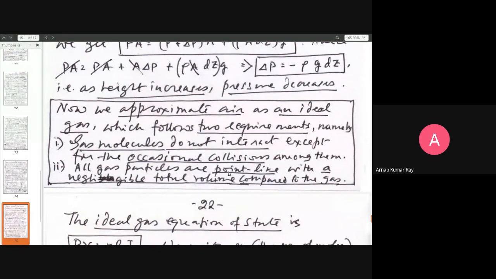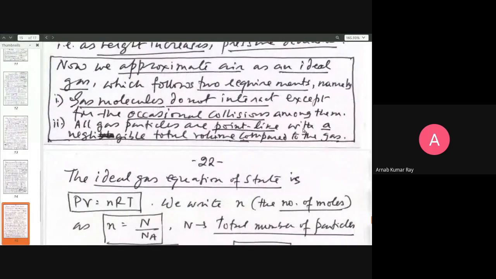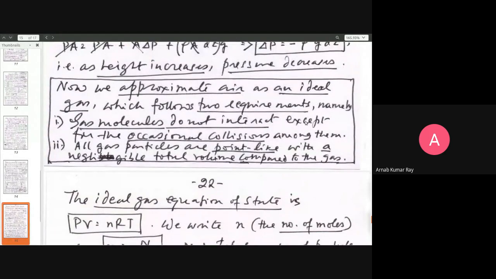How can we make a large number of particles occupy zero volume? Simply by saying that the particles are point-like, because a point is a zero-dimensional object. So you can have as many points as you like. All of them put together will still have a zero volume, but that is a mathematical idealization. So all gas particles are point-like with a negligible total volume compared to the gas, but that is an idealization, and that is why we say it is an ideal gas. So it is a dilute gas whose molecules do not interact among themselves except for collisions. That is the requirement of an ideal gas, and air actually satisfies this requirement to a decent extent.